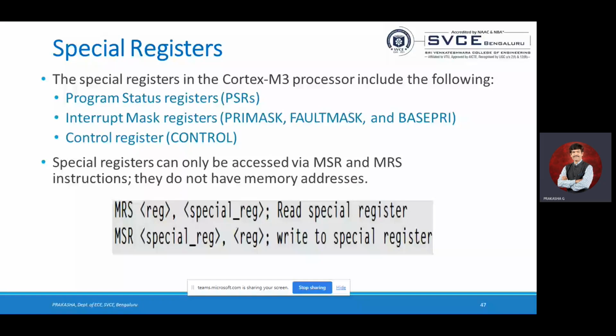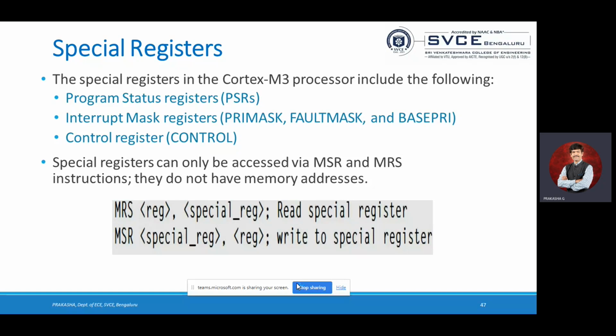So let us begin with the special registers. The first one is the Program Status Register, PSR. In that one, there are multiple types in PSR; we'll see them one by one. The special registers in the Cortex-M3 processor include the following. One is PSR, that is, Program Status Register.